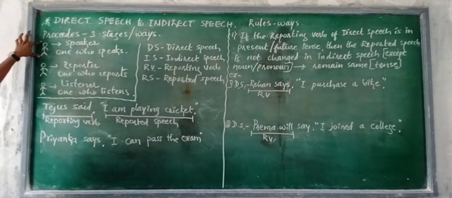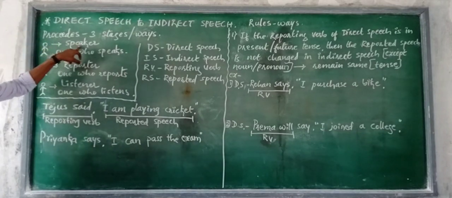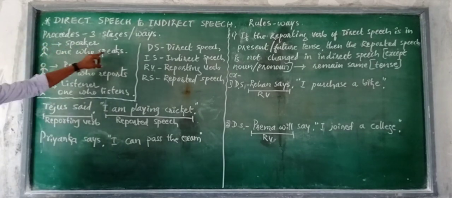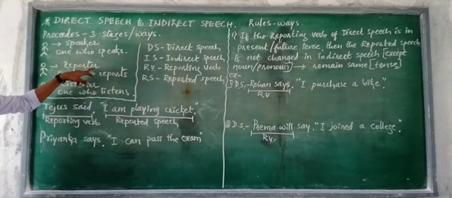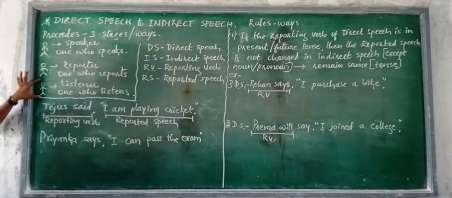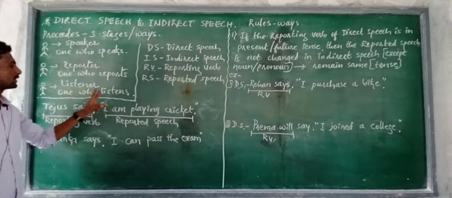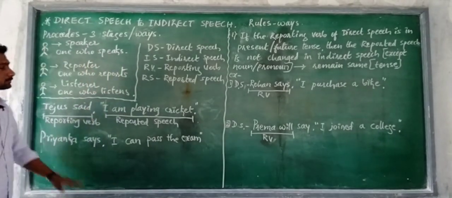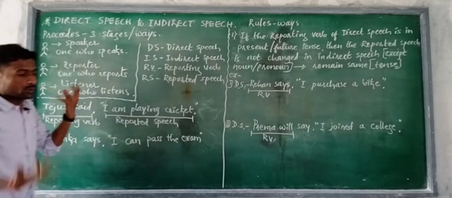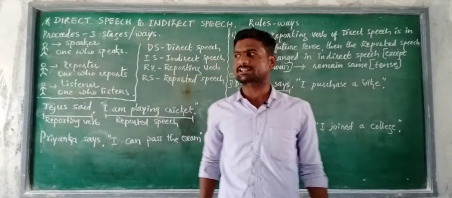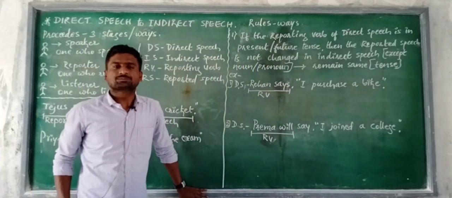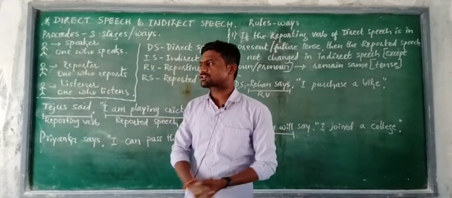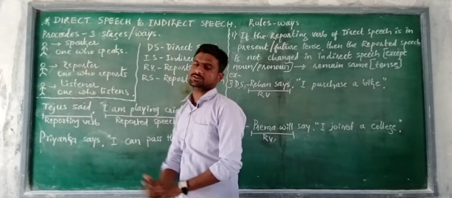The first small diagram is referred to as the speaker, the original speaker, one who speaks. The second diagram is referred to as the reporter, one who reports, and the third diagram is referred to as the listener, one who listens. With the help of these 3 persons we are going to change direct speech into indirect speech. If any speech in English grammar needs to change from direct to indirect, of course we need the circle of these 3 persons exactly.